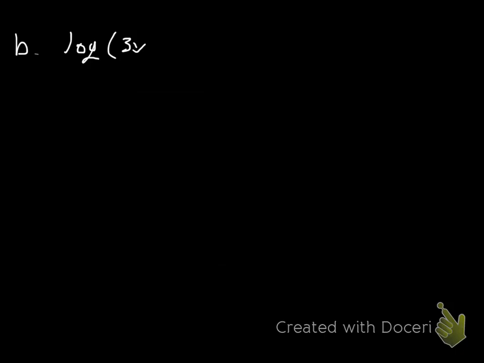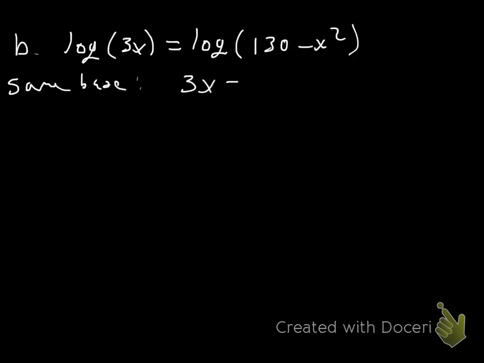Try another one. Okay. This time they didn't say what the base is, so the base is understood to be base 10. So the base is the same. The outputs are the same, log of 3x and log of 130 minus x squared. Those are both y values. If the y values are the same, that means they came from the same input. Okay, so we can go ahead and equate the arguments inside.